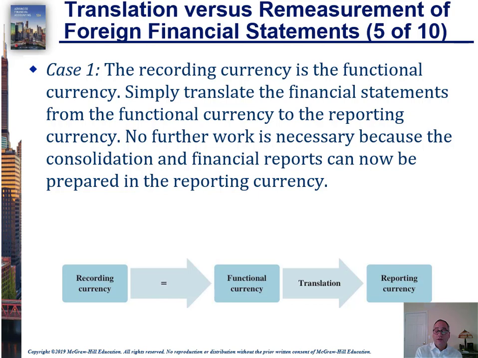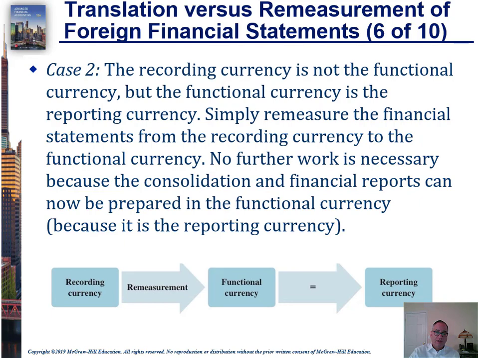Let's say it's the euro. So you have a subsidiary in Europe, and they keep their books in euros, and the functional currency is the euro. Then all you need to do is translate from the euro into the reporting currency, let's say the US dollar. Let's take a different situation here. Let's suppose that the recording currency is the British pound, but the functional currency is the euro. Then you would need to remeasure from the British pound into the euro.